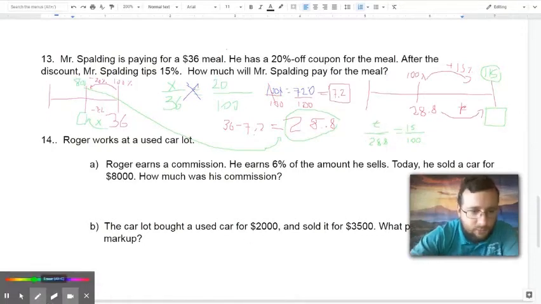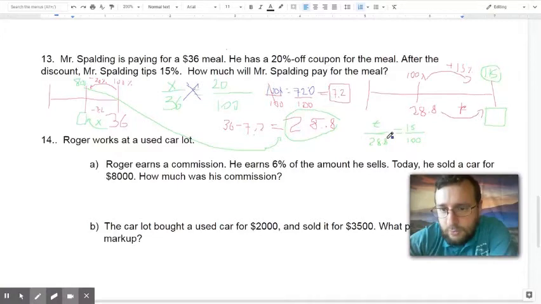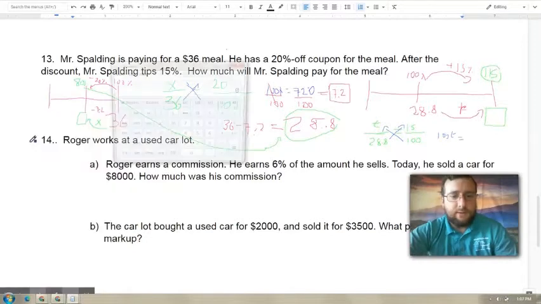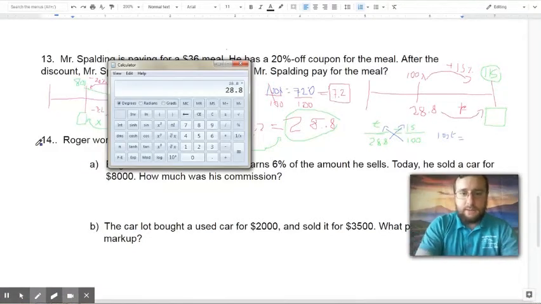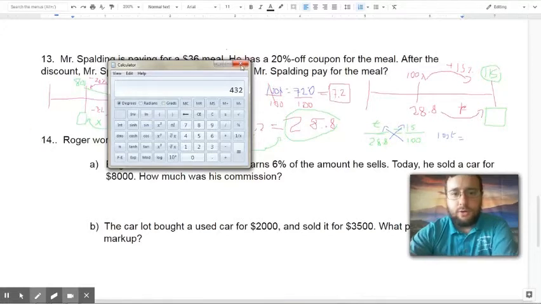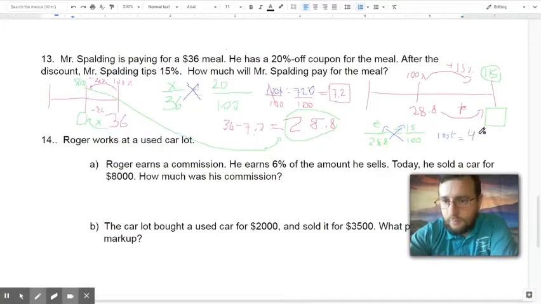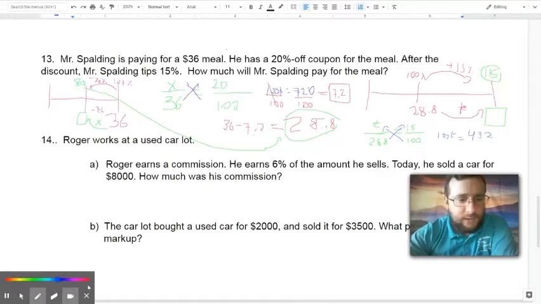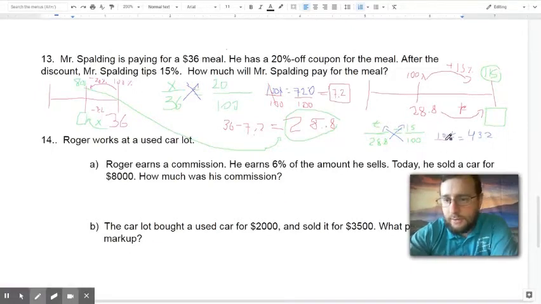All right, next step is to cross multiply. So let's go ahead and do that. You have to do 28.8 times 15 and then 100T. So this becomes 100T equals 28.8 times 15. That will be 28.8 times 15, which gives you 432. Then I have to divide both sides by what's next to my variable in order to cancel it. So I'm going to divide both sides by 100. That will cancel out the 100. And then I find out that my tip is going to be $4.32 if I gave 15%.